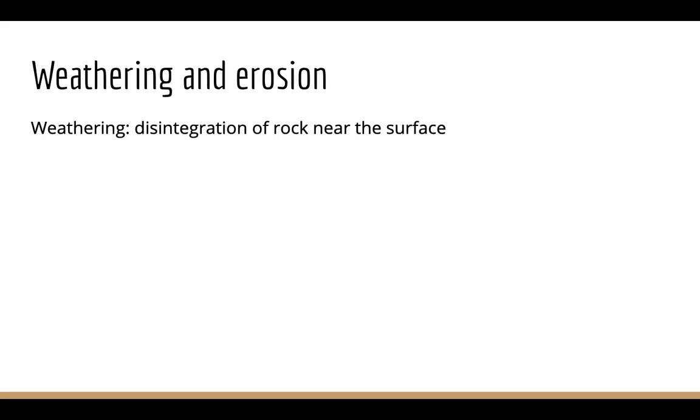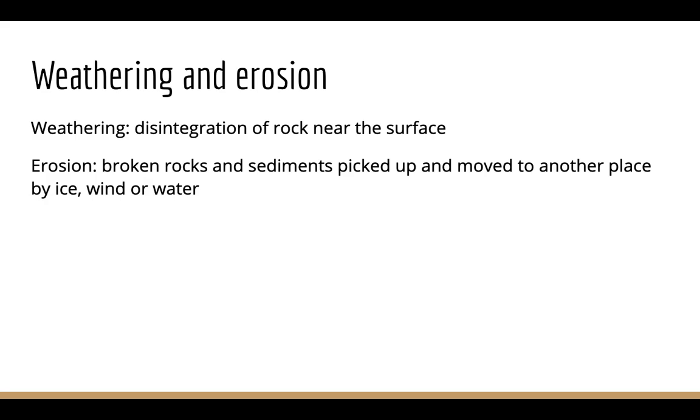Weathering is where rocks are actually broken up. So this is the process of the rock breaking up near the surface. So disintegration of the rock near the surface. So that's the physical means or chemical means of the rock being broken apart.